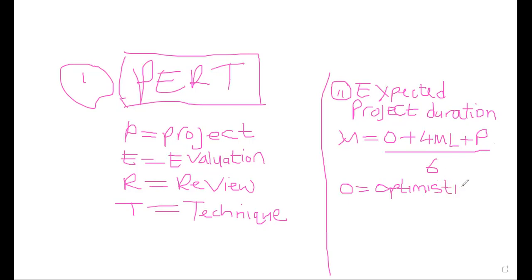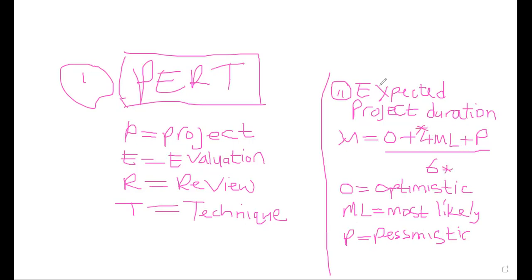Then we have the ML, which is most likely time. And then we have the P, which is pessimistic time. So this is a breakdown of how we find that. Then the 4 and 6 are constant values. They are just part of the formula.